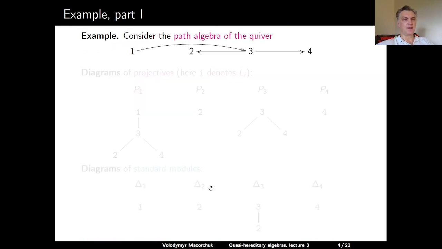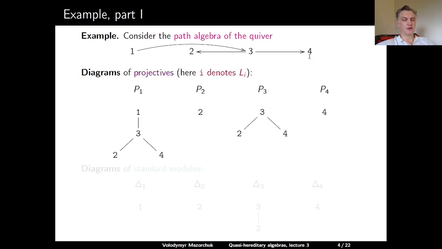Here is an example. Consider the path algebra of the following quiver. We have 4 vertices, 1, 2, 3, and 4, and 3 arrows, from 1 to 3, from 3 to 2, and from 3 to 4.